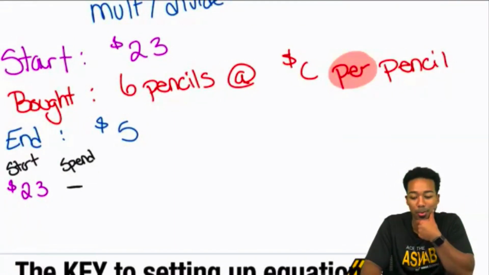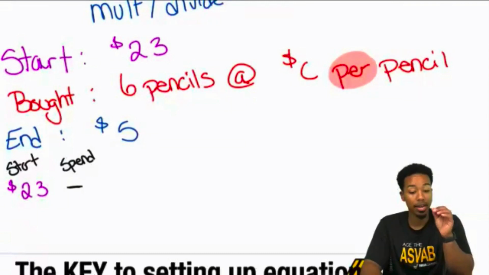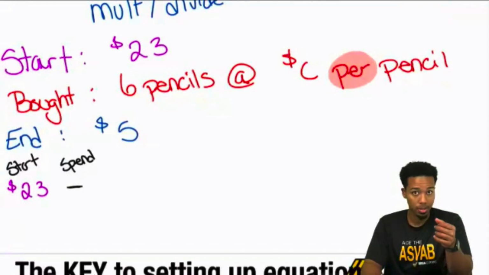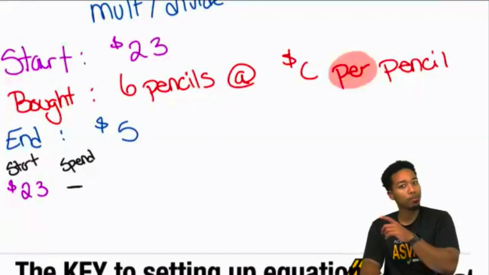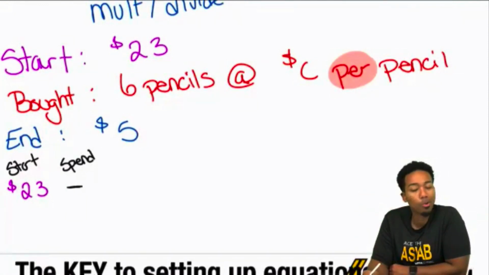Remind me again, pop quiz. Multiply or divide, right? Multiply or divide. So if we want to subtract the money that we spent on the pencils, should we multiply to find that amount or divide to get that amount? If we're trying to find out the total money that we spent, hint, total money that we spent, are we multiplying or dividing?